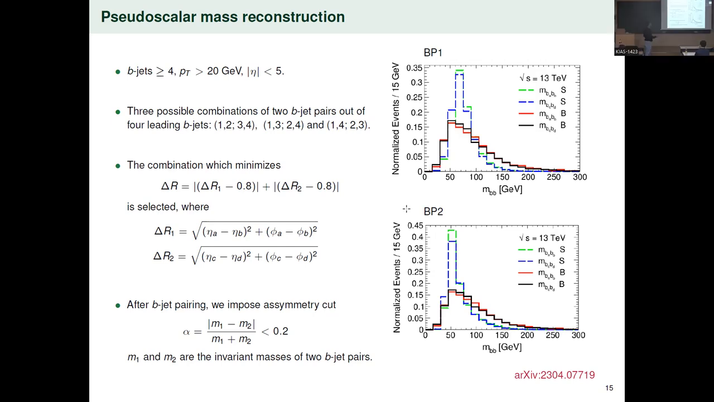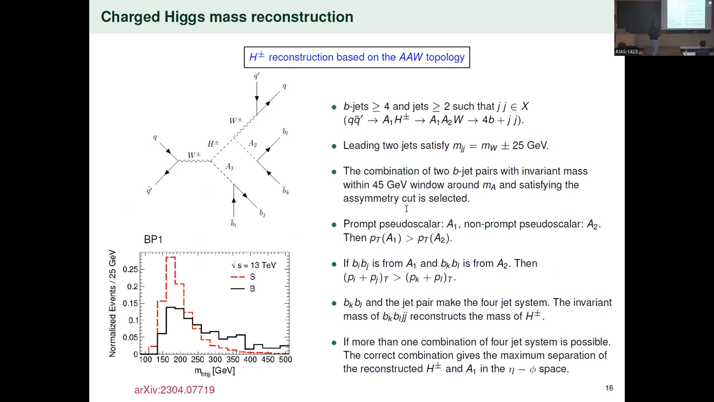For the pseudoscalar reconstruction, I have enough statistics, because over here I just need four BJs and I do not put any other cuts. This is just how to choose the correct combinations to make the BJ pair. There are no such cuts except this one. But when we go to the Chalcic reconstruction, this criteria will reduce the background statistics by a large amount. Still, for 100 million background, we have sufficient statistics to get some estimates, some results.